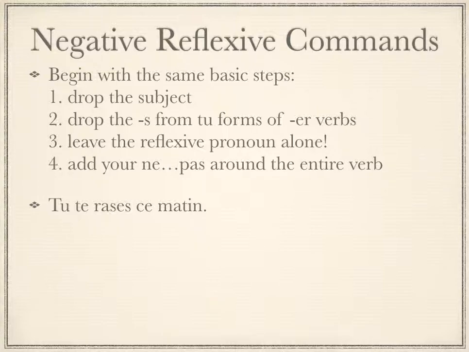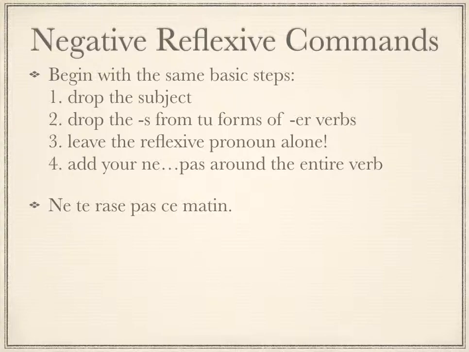So we can do this one of two orders. We're going to drop our subject, get rid of that tu. Because that was a tu form and raser is an ER verb, we have to drop that S from our tu form. Leave the te alone. The te is going to stay as a te, it's going to stay in front of the rase. All we have to do is throw ne and pas around the entire verb. So we have ne, te, rase, pas. And then our object stays the same, ce matin.